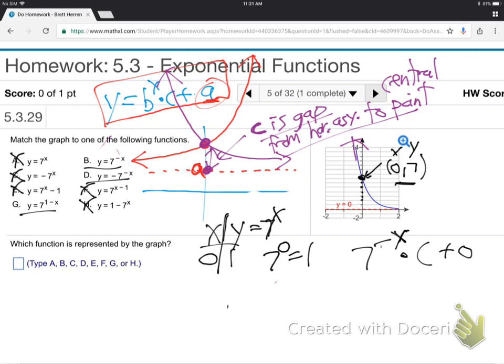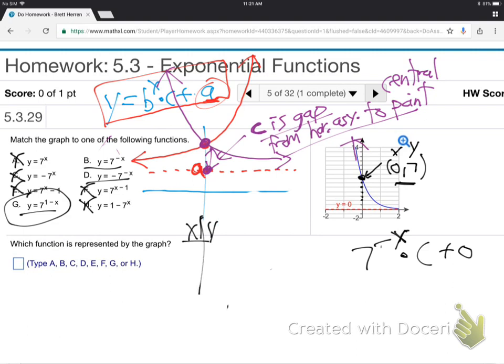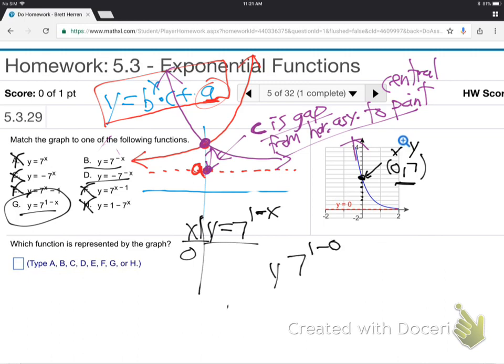All right. So now, which one of those is really right? Let's test them out. If I thought it was really this one, then let's test it. 7 to the 1 minus x. Is that right? Put in 0 for x. What are you going to get? Let's just try it out. 7 to the 1 minus 0. 7 to the 1, 7. Is that right? 0, 7? Beautiful.